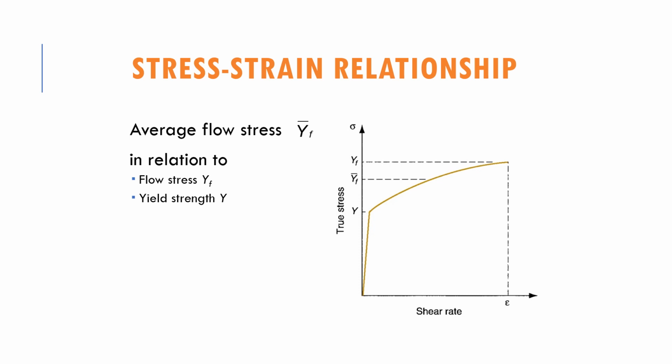Now let's see the stress strain relationship through this graph. If you remember, this graph comes from the tensile test you did previously, so this is the most common stress strain graph. When stress is applied on a certain material, it will start to reach the yield strength Y here, and then it will come to the maximum here, which is the YF. Okay, so in the middle here, we can classify it as the average flow stress of the process.